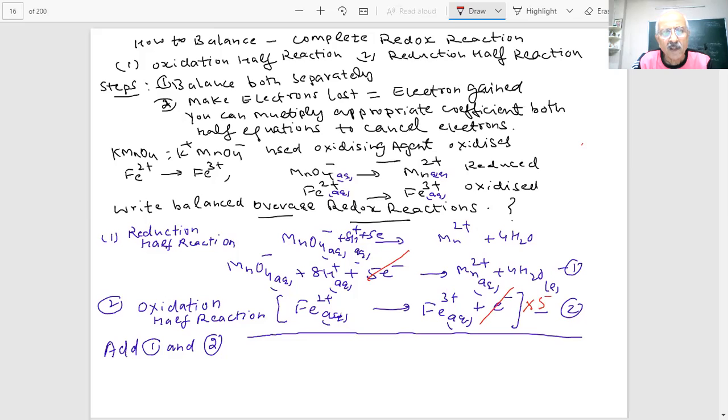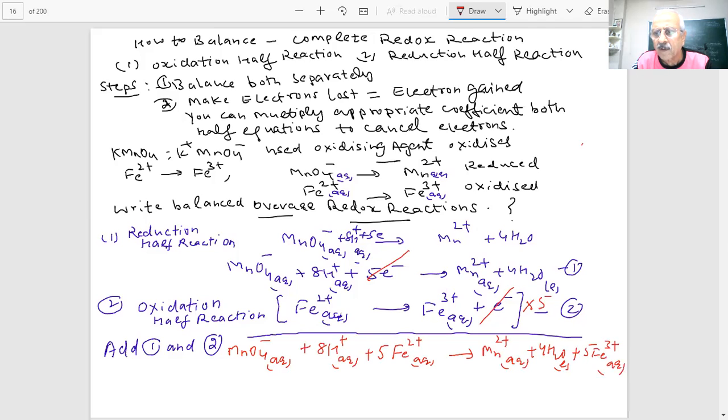It will be MnO4 minus aqueous plus 8H plus aqueous plus 5 Fe2 plus aqueous, since you have multiplied the complete equation by 5. And then it will make Mn2 plus aqueous plus 4H2O plus 5 Fe3 plus aqueous. Now you can check.